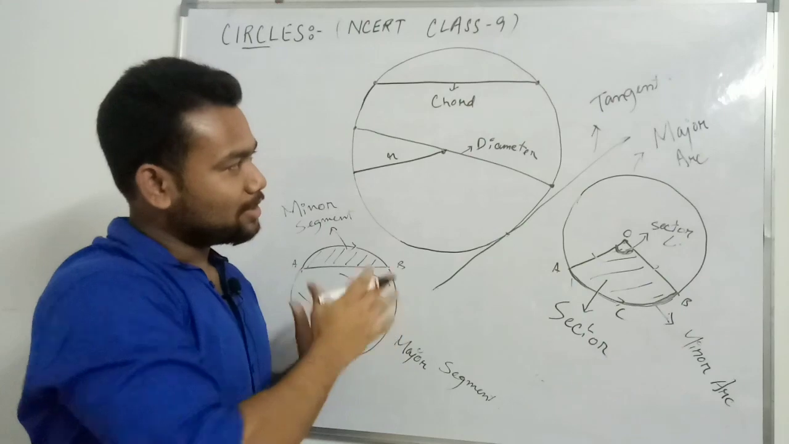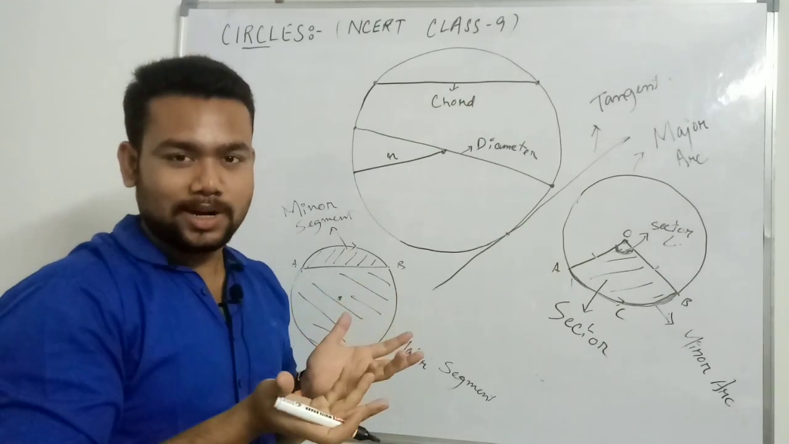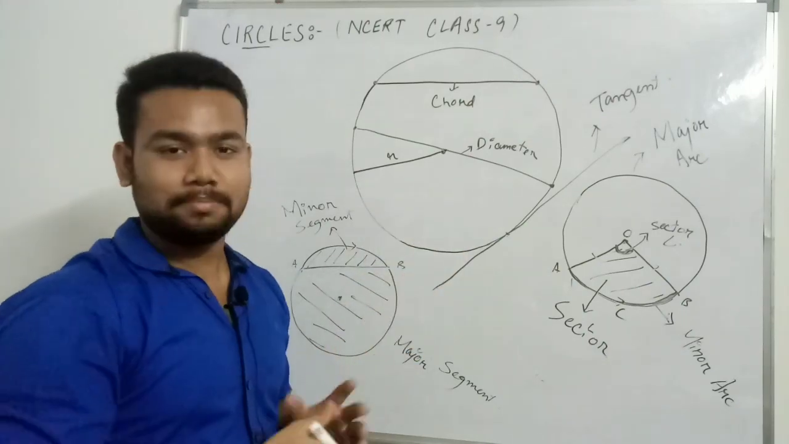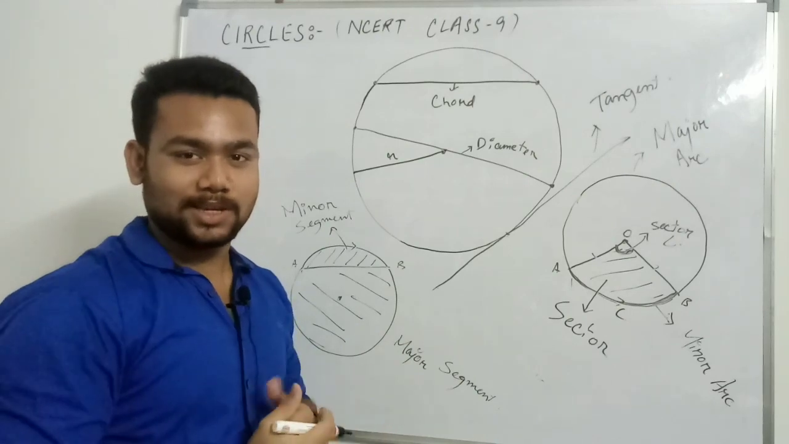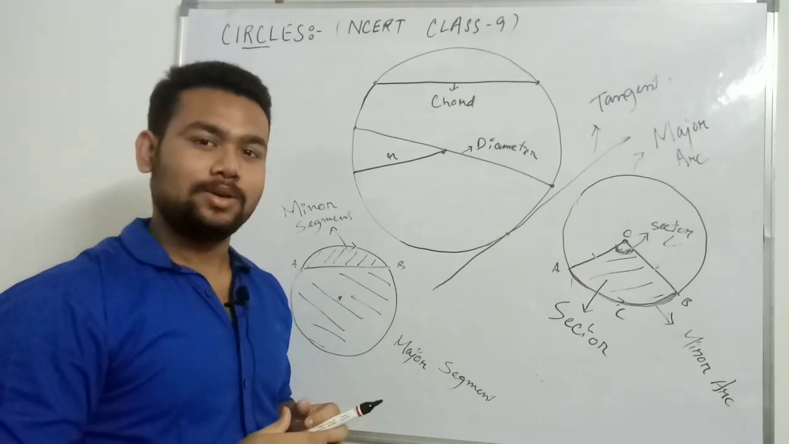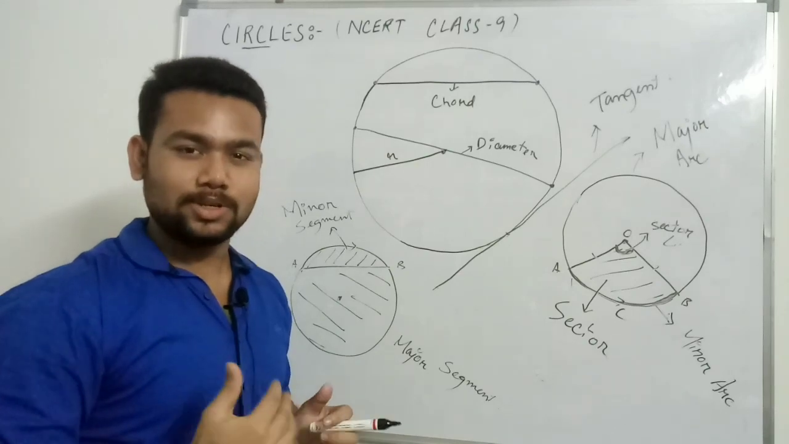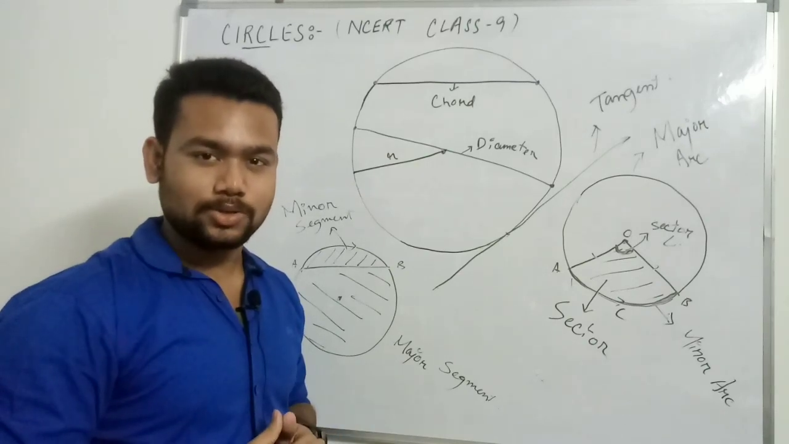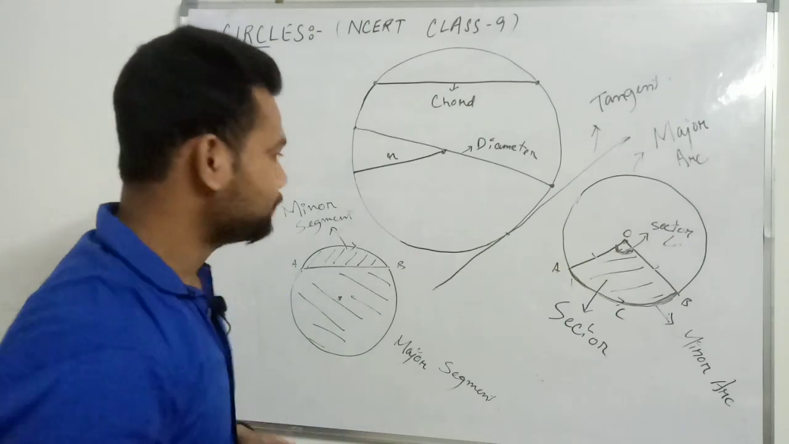Now what is all this? Circle is one type of dish, and we have learned the names of the ingredients. Now we will learn theorems, meaning we need to gather the ingredients and then finally we need to cook it, means then we need to solve the questions, right? So let's go for the theorems now.